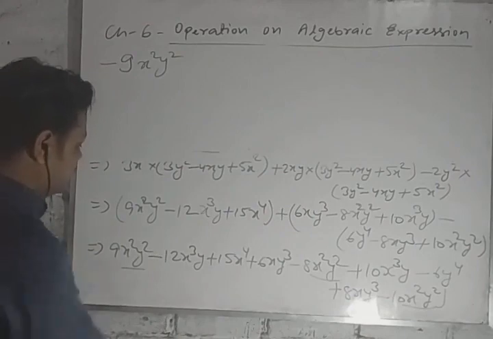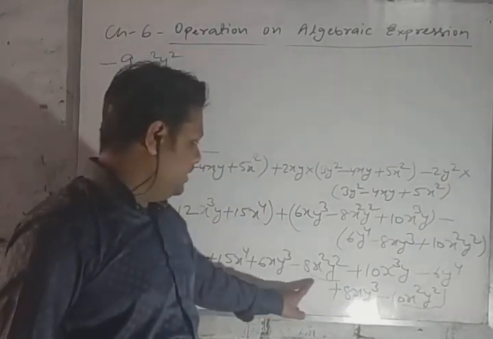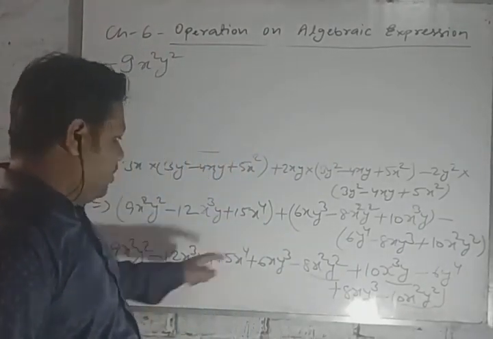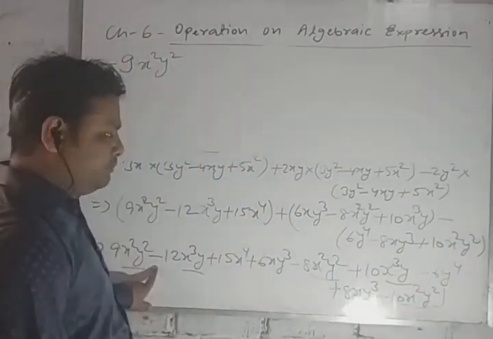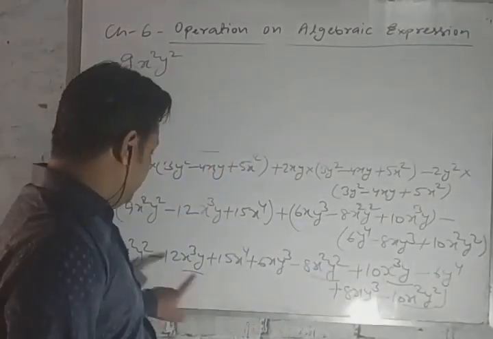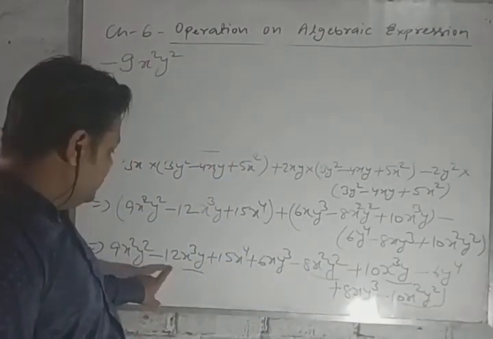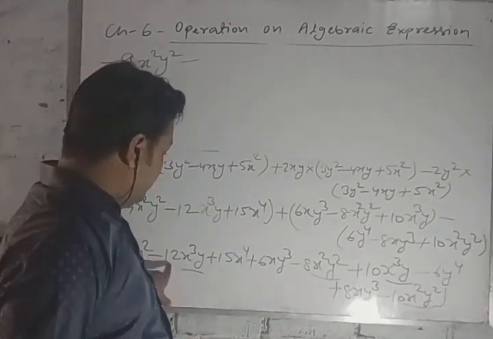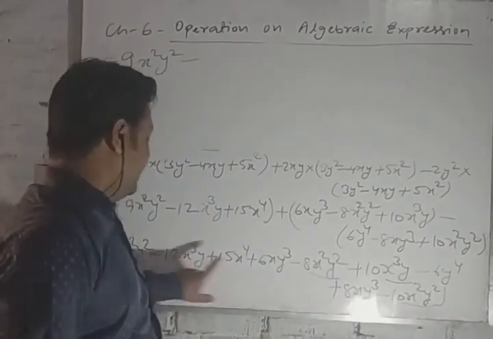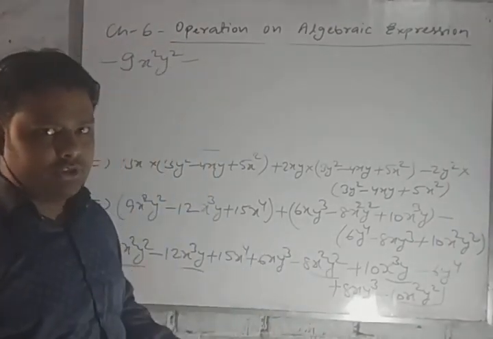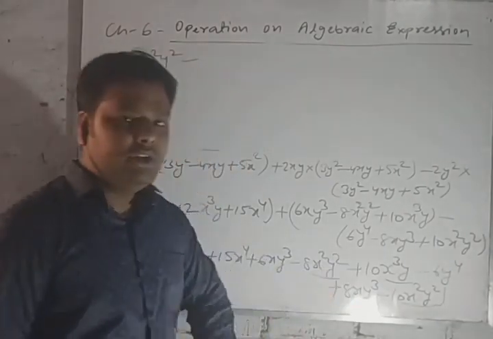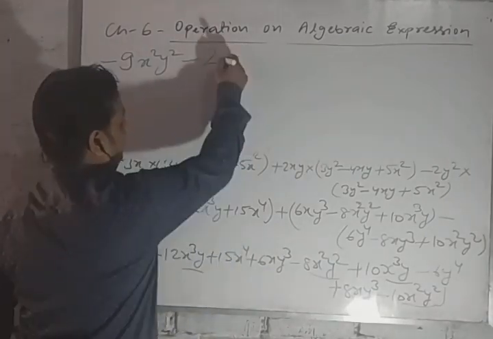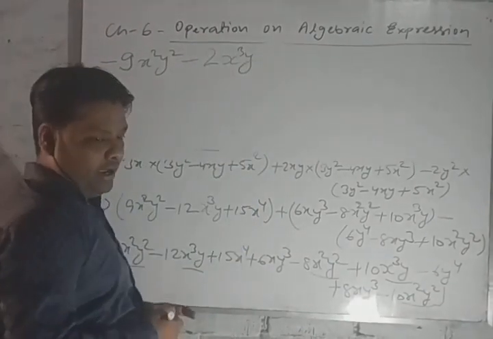Now, x cube y. Any x cube y term? Yes, this one. So here only two expressions: minus 12 and plus 10. Which one is greater? 12 is greater and it has a minus sign. So we will write a minus sign. Now, here minus sign and here plus sign, so we have to subtract. Then 12 minus 10, which is equal to 2. Constant term done. And now the variable is x cube y.